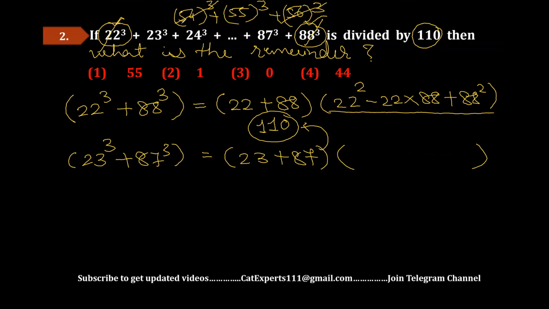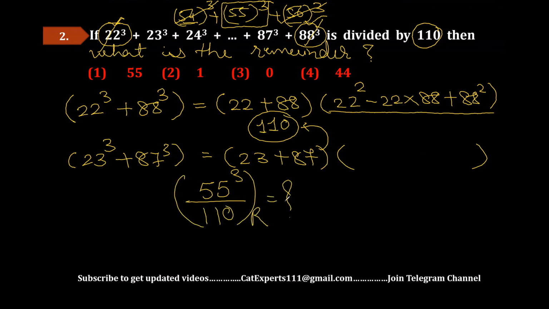So again, till this point, every number will have another number that will give me a multiple of 110. So the remainder has to be 0. But this term 55 cube will not have any partner. So my question now reduces to 55 cube when divided by 110. What is the remainder? Students might actually expand or find out the cube of 55, then divide it by 110 to get the answer.